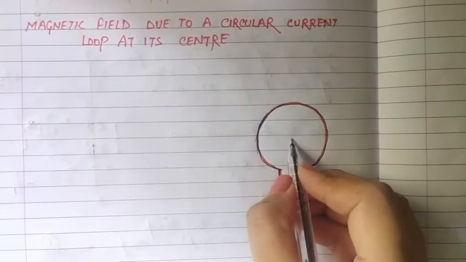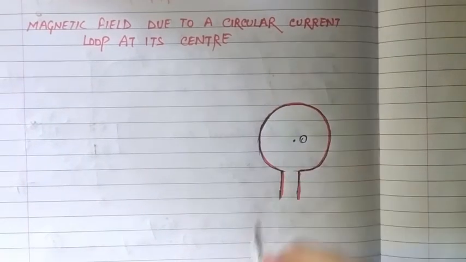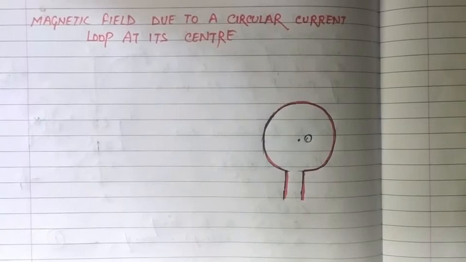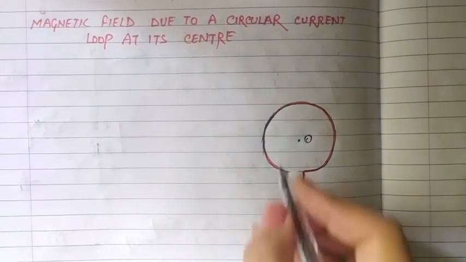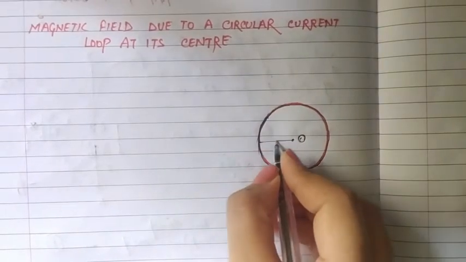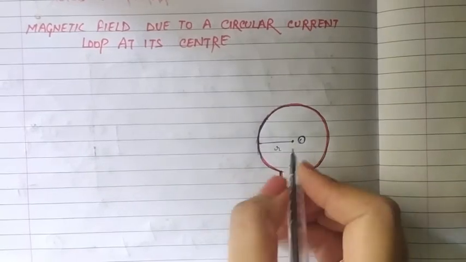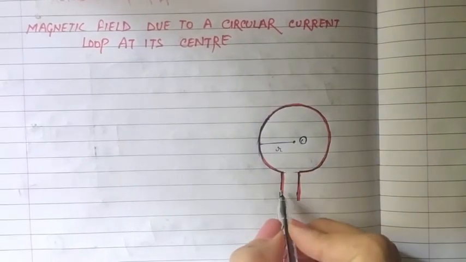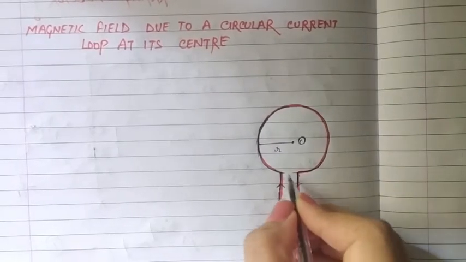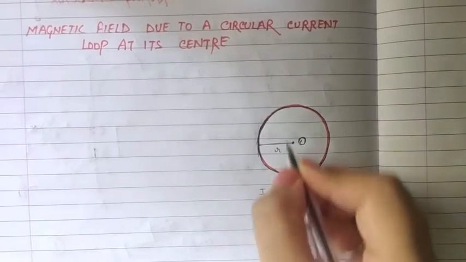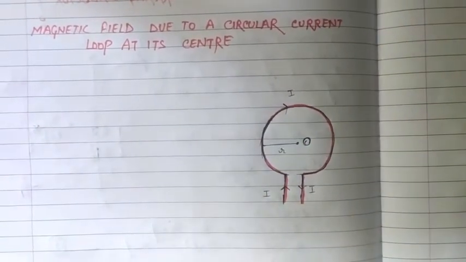So let the center of this loop be O. Means we want to calculate the magnetic field at point O. Here the loop that we have considered is of radius small r. Now this is the radius of the loop, small r, and the current flowing in the loop is in clockwise direction, means like this. The current flowing in the loop is capital I in clockwise direction.